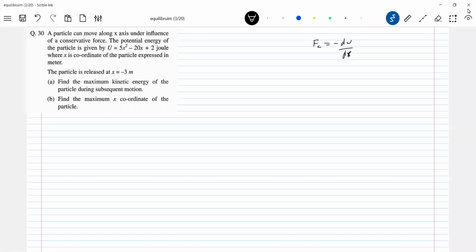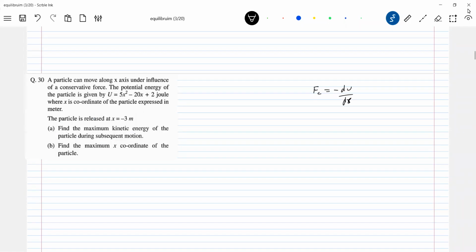Are you getting this one? So in the U-x graph, if you take the slope, then what will happen there? The negative of that slope is what? It will be the conservative force here. So what is U? U is the potential energy. So what is the meaning of this?